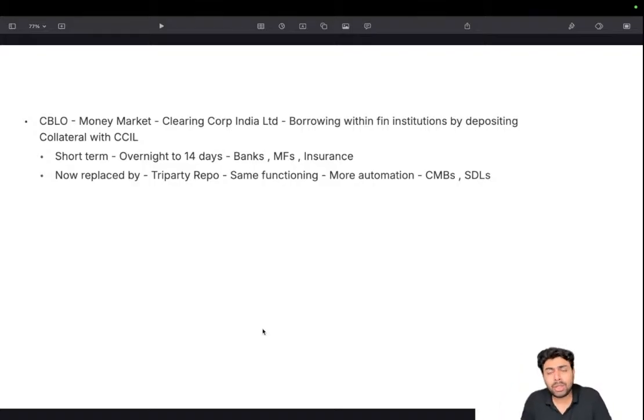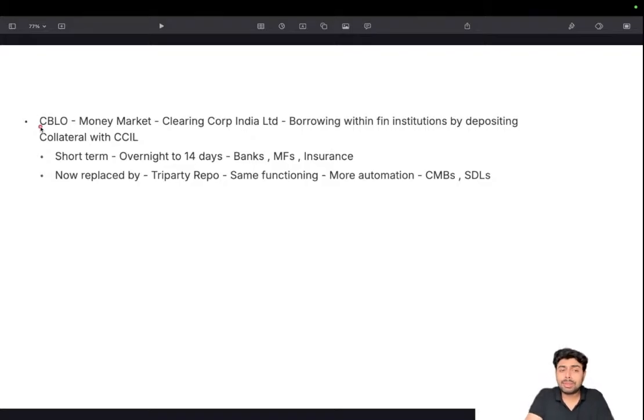But the participants need not always be public sector banks. It could be private banks also. Within the financial institutions, by depositing collaterals, and these collaterals under CBLO are generally government securities. These are short term, overnight, just for one night to 14 days. Banks, mutual funds, insurance, anybody can participate, private sector or public sector. Actually, pay attention to this body, the Clearing Corporation of India. That's like a settlement or clearing house. They take the bonds. They're like the middleman connecting a borrower and a lender. That's what the Clearing Corporation does, and they use collaterals like government securities or other things, but generally government securities.